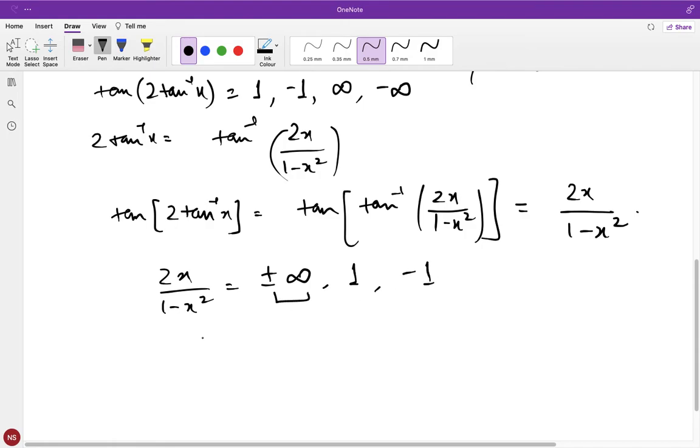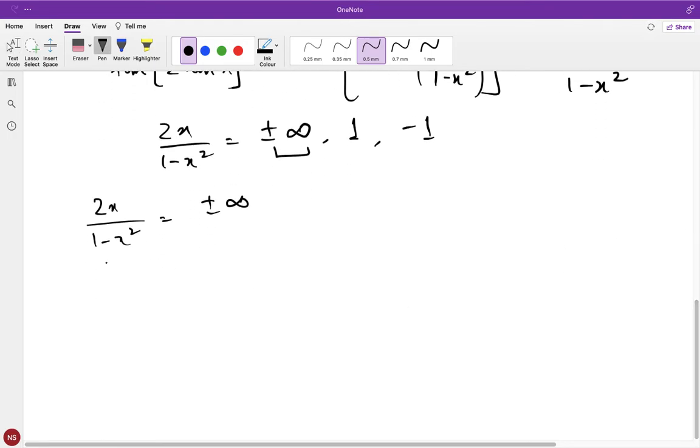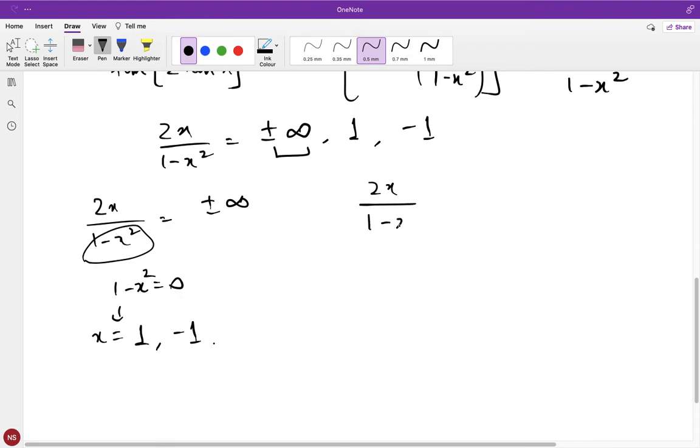Let us consider this first. This can only happen when the denominator is 0, that is this is 0. This happens when x is 1 or minus 1, right? We put x equals 1, this becomes 0. If we put x equals minus 1, again this denominator becomes 0. Now let us look at this.